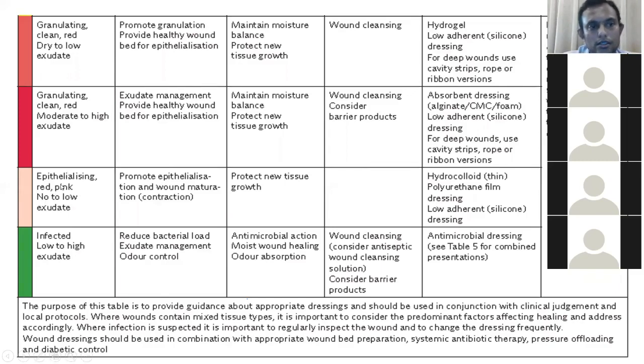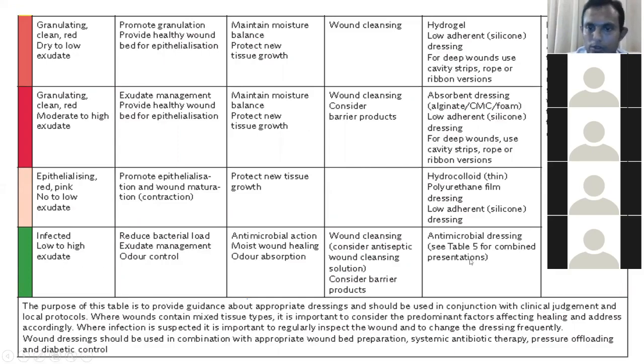Say epithelializing, no to low exudate. So just protect the new tissue growth, and you need a little bit of moisture. Since it's not giving a lot of moisture, whatever comes out should be retained and given back. That's where the hydrocolloids come in. I told you the hydrocolloids give a lot of moisture. If you give a lot of moisture to a hydrocolloid, it will give it back. So in this kind of situation, yes, hydrocolloid will be ideal. And you can even put a polyurethane film and forget it.